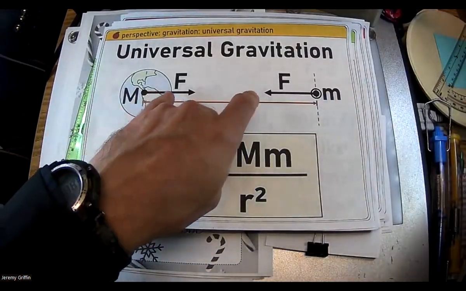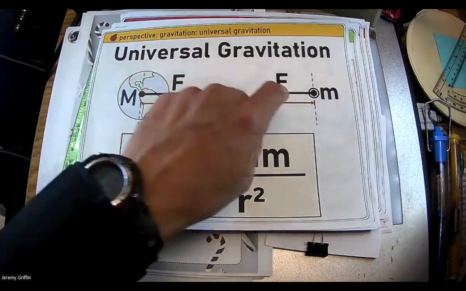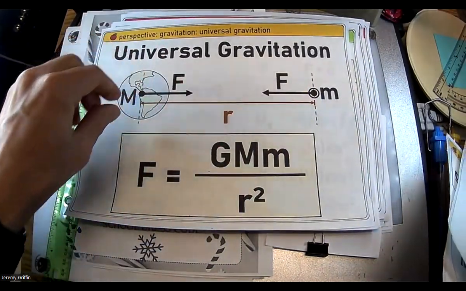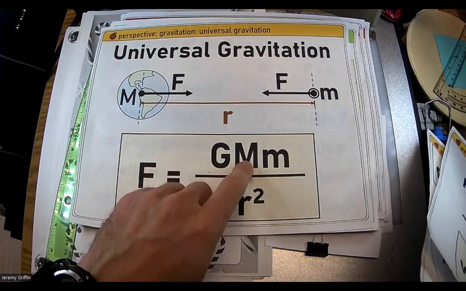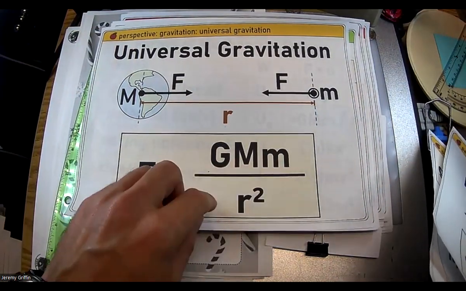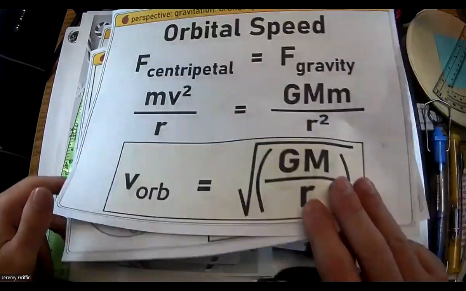So what if instead of the Earth and the Moon, what if this was the sun and this was the Earth? Is that okay? And the sun collapses into a black hole. Well, what changes here? Universal gravity constant, that's the same. The mass of the sun, now black hole, that's the same. Mass of the Earth, that's the same. This distance is the same.